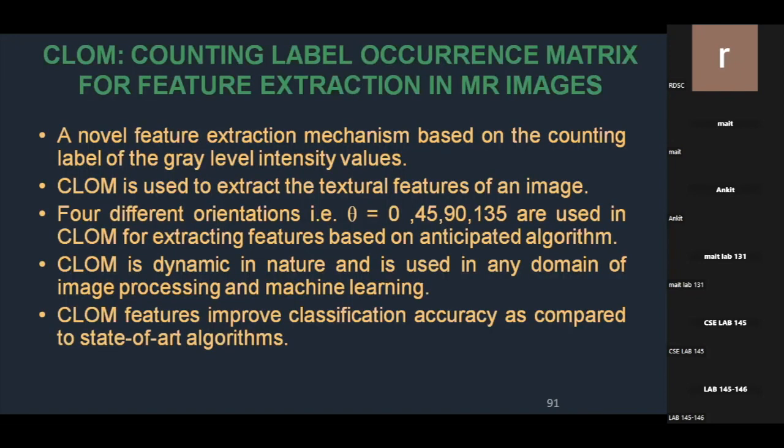Next, our phase is the feature extraction phase. In feature extraction, we will extract some relevant features. The traditional method is GLCM, the gray level co-occurrence matrix. There we have four different orientations theta. We have designed on a similar theme a new feature extraction algorithm which can replace GLCM type of features, like the counting level occurrence matrix, which can be used for feature extraction in MR.